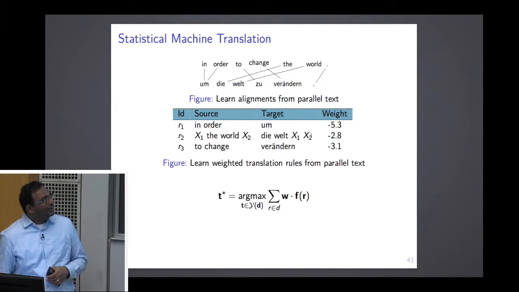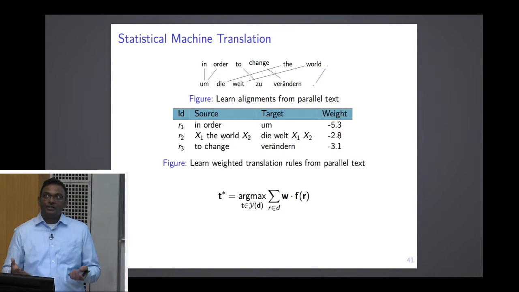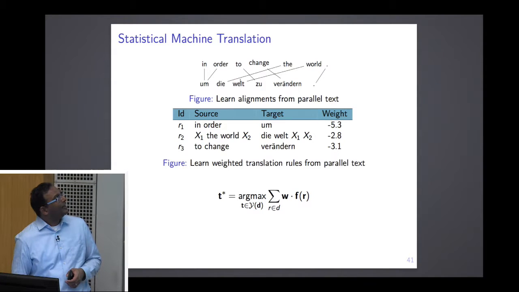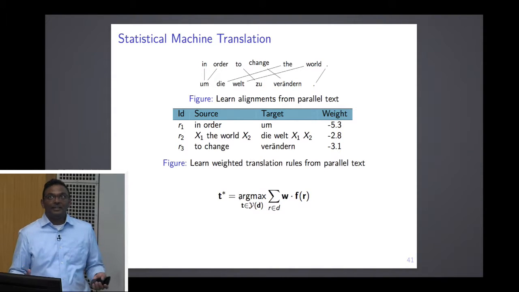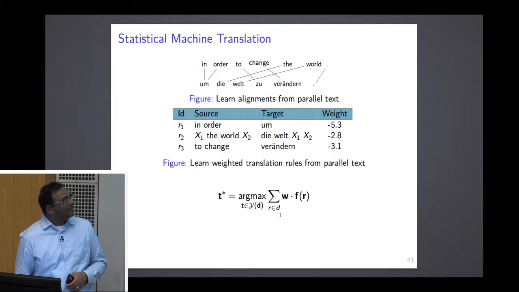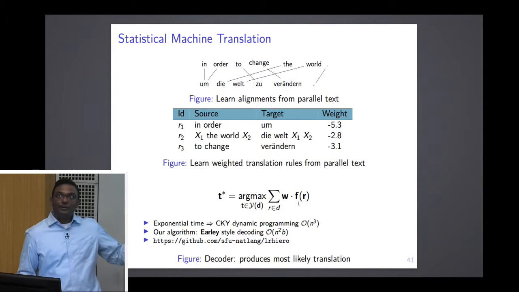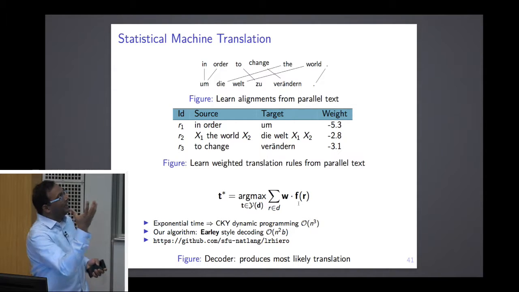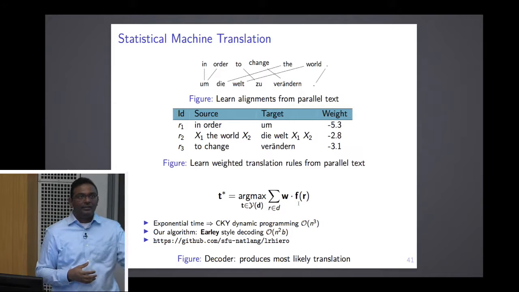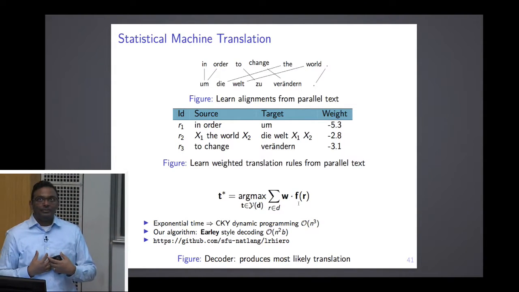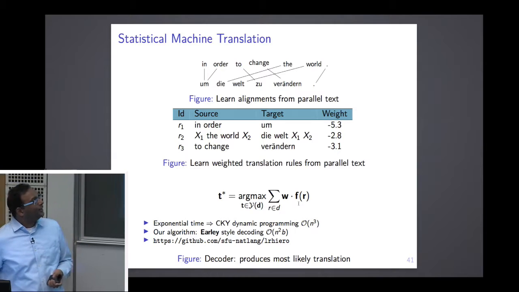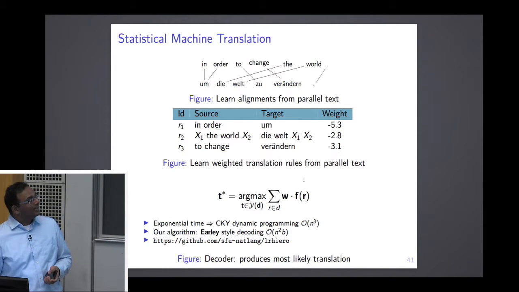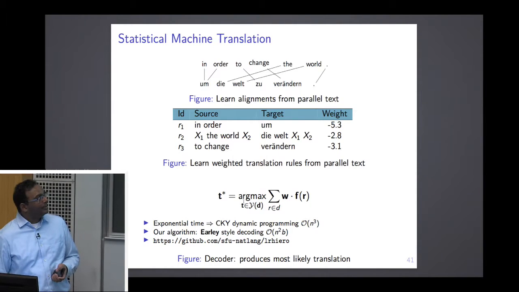Finally, you can think of this as a derivation. This D is a derivation which takes this English and produces this German. What we want to find in general is the argmax derivation that has the most likely rules. This is what we call a decoder. The decoder takes as input the source language sentence and produces the most likely target language sentence, right? This is a fairly common structured prediction task. You want to find the argmax, and you also need to learn these weights. So you need to learn the weights and also have an algorithm to compute this argmax.